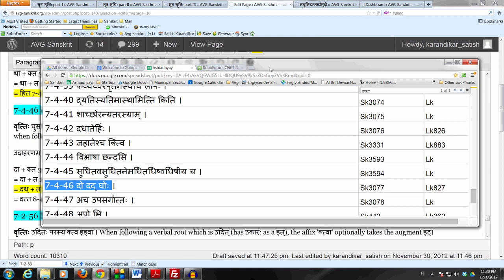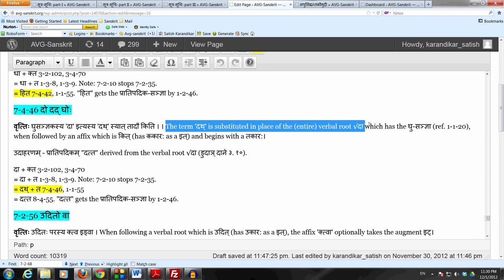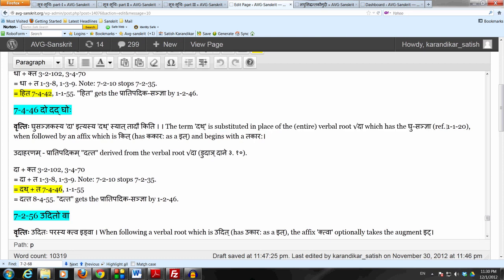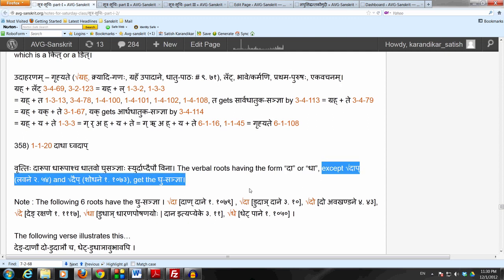The Vritti of the sutram says, Gu sanyakasya da ityasya dat syat tadav kiti. Tadav kiti means that the term dat is substituted in place of the entire verbal root da, which has the gu sanya. Now, what is the gu sanya? Recall sutram 1:120, Dada gvadap. That sutram said that darupa dharupascha dhatavo gu sanyaha syur dap daipau vina. So the verbal roots having the form da or dha, except dap and daip, they get the gu sanya.